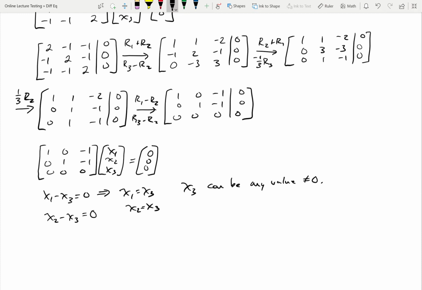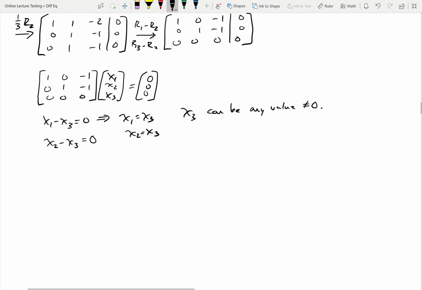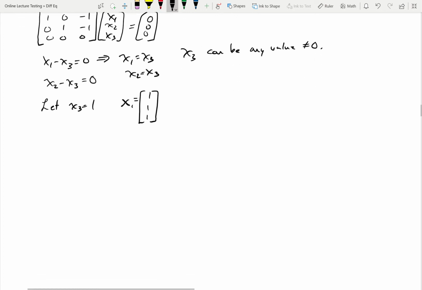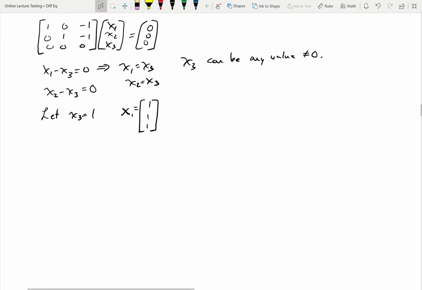All right, so to get a non-trivial solution, we're going to let x3 equal 1. Therefore, our eigenvector x1 is equal to 1, 1, 1. All right, so there's our first eigenvector. Now we need to solve for our other two.